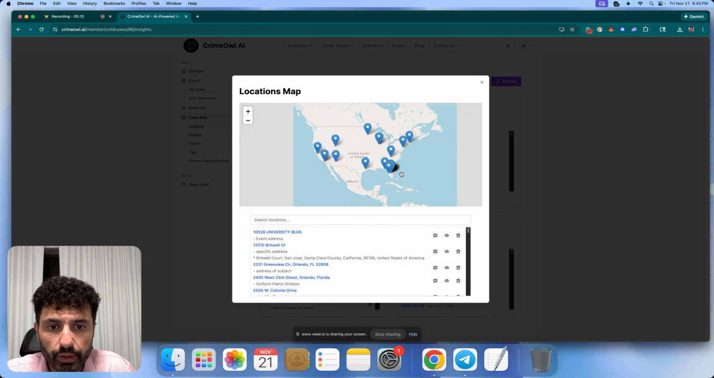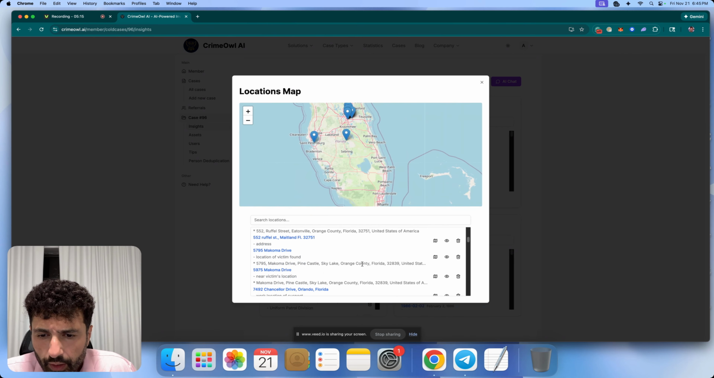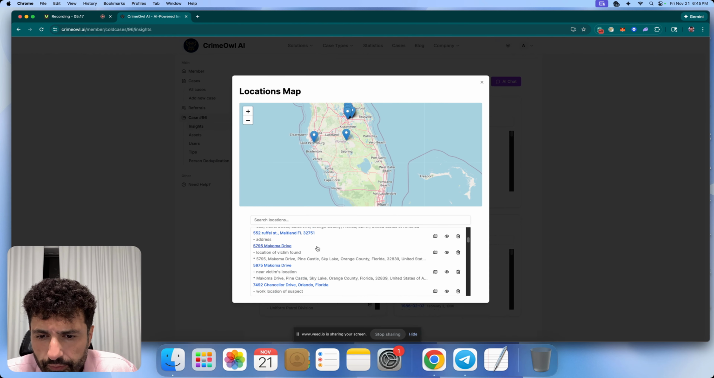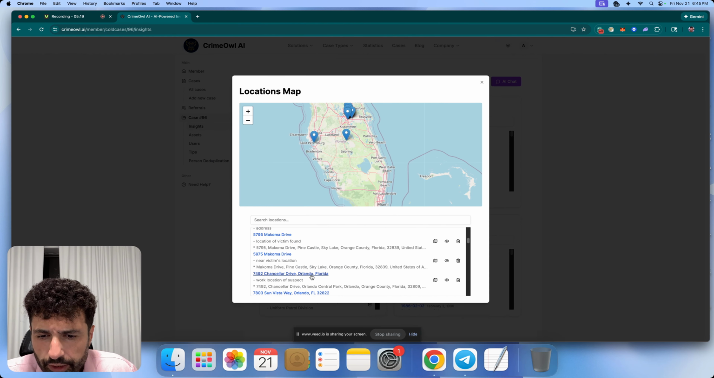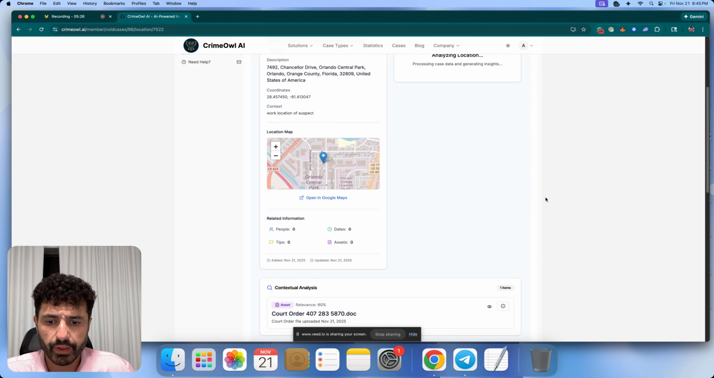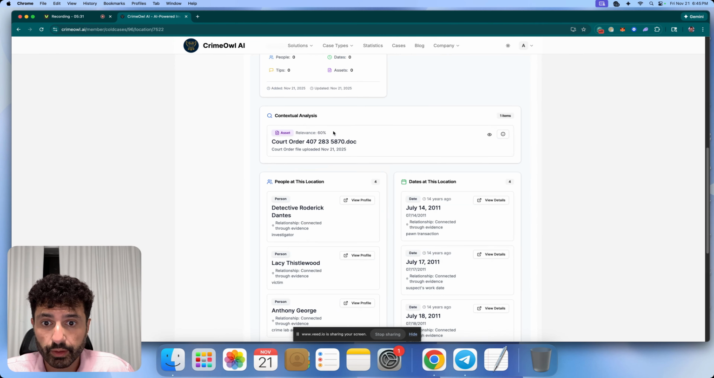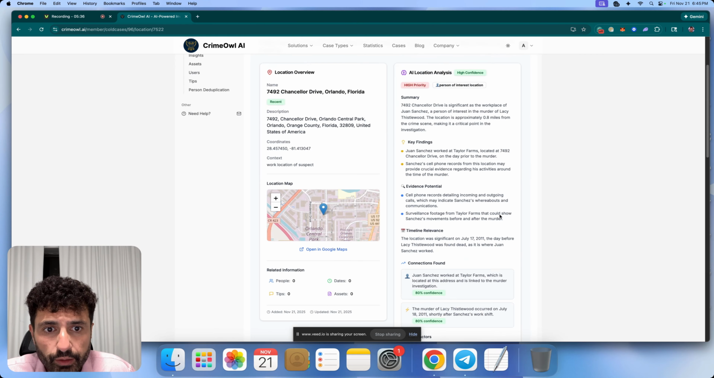So this happened in Florida. These are all the key locations. We have, what's this? Work location of the suspect. We have the map here. We have a court order doc, might be worth looking at later. 60% relevance. You can check people's profile over here. Significant workplace of Juan Sanchez, a person of interest in the murder of Lacey Thistlewood.